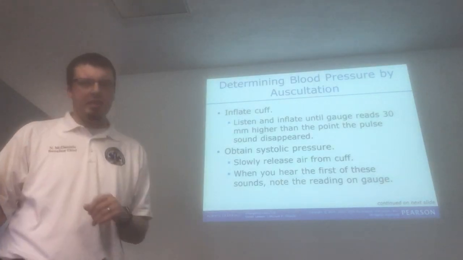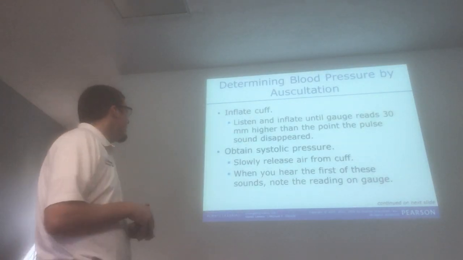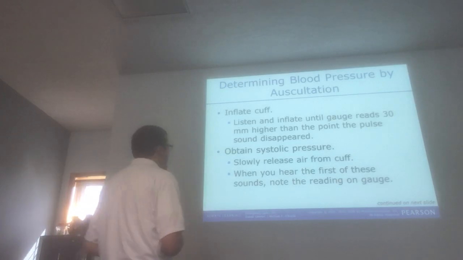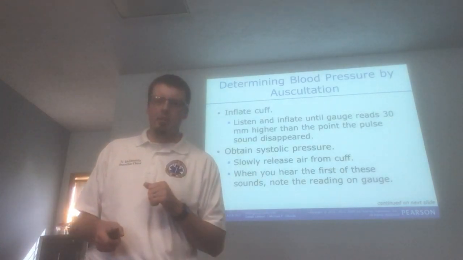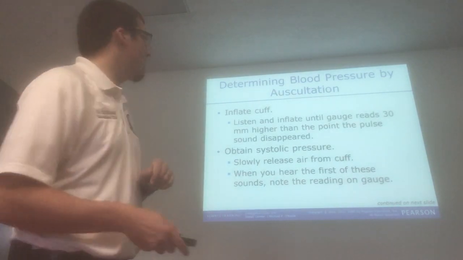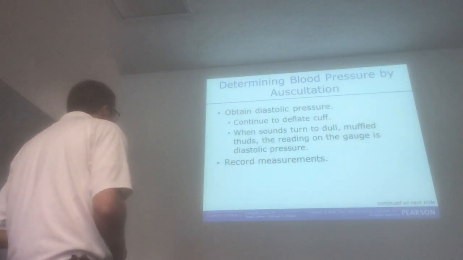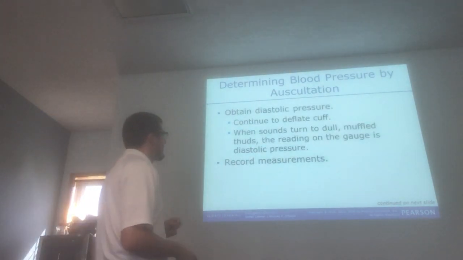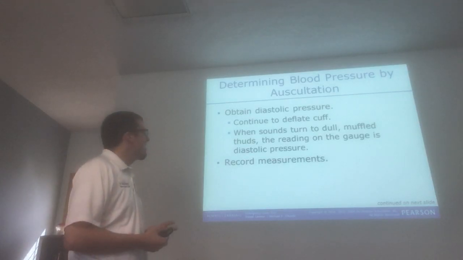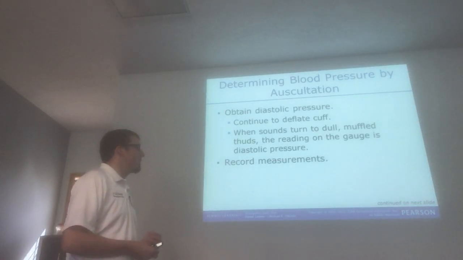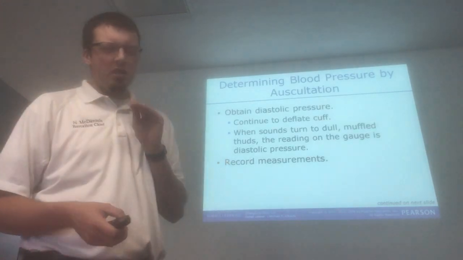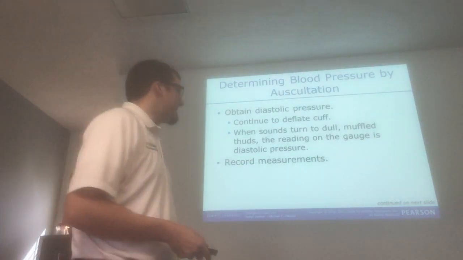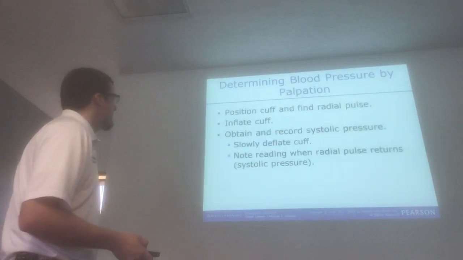So we'll start releasing. We're going to release air slowly from the cuff. When you hear the first of these sounds, we're going to note the reading of the gauge. When you hear the first whoosh noise, you're going to note that as your systolic blood pressure. We're going to continue to deflate the cuff, and when the sound turns to dull, muffled thuds, the reading on the gauge is the diastolic pressure. So when you're having difficulty hearing it, starting to become more just barely there, that's your diastolic, okay? We're going to record those measurements.